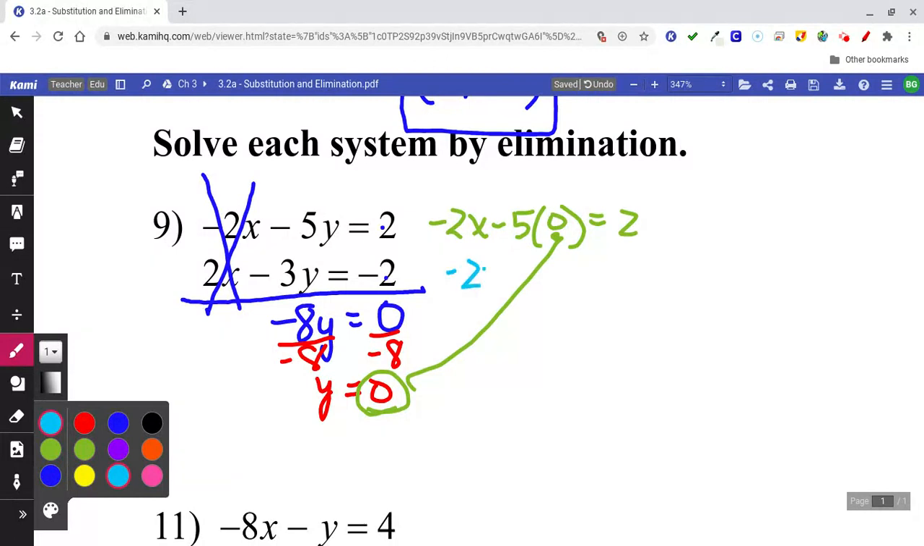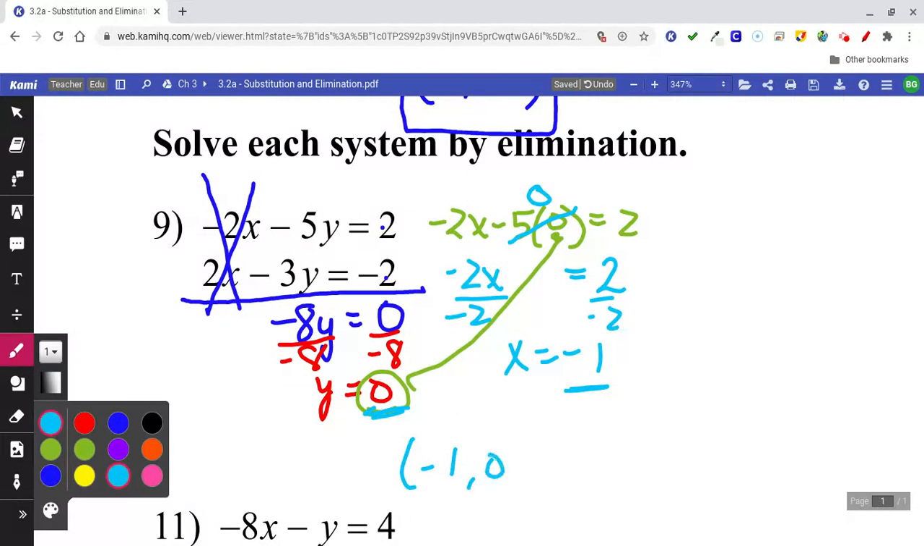So that's negative 2x, and negative 5 times 0 is 0. So negative 2x is going to equal 2. Divide by negative 2 to iso the variable, x equals negative 1. And now we've got both numbers. X is negative 1, y is 0.